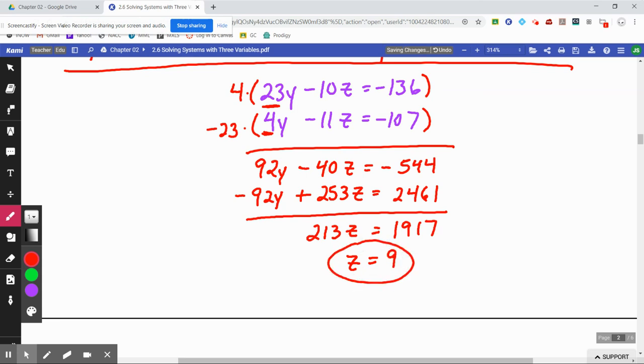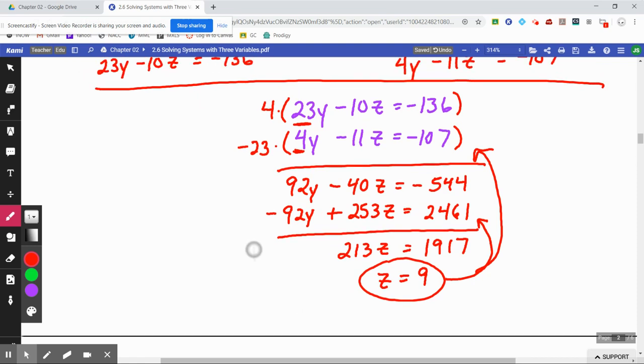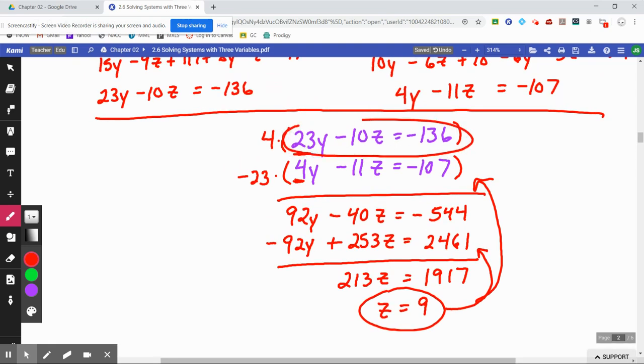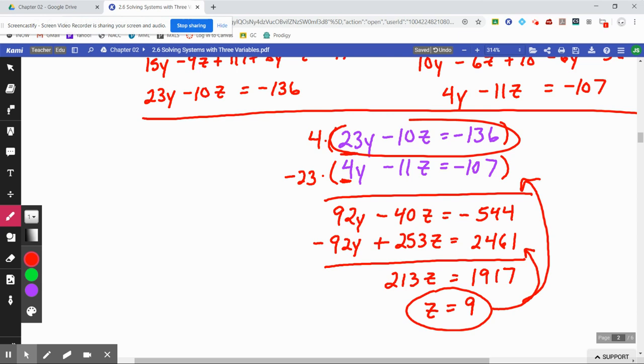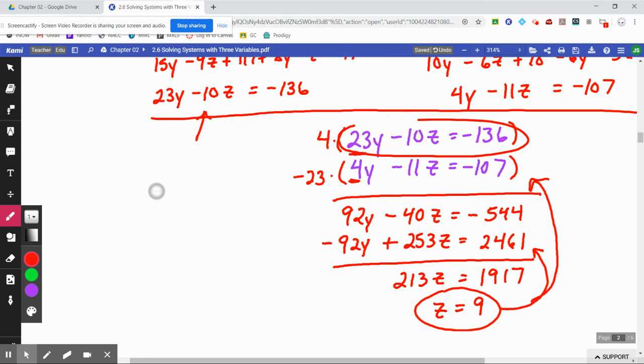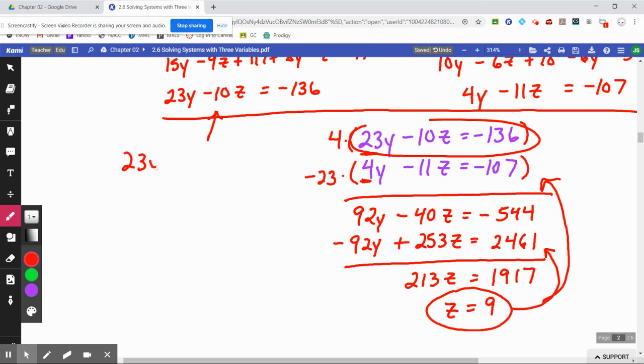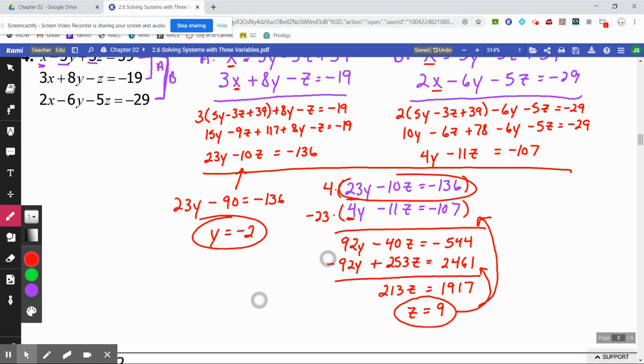Now that you find z, you can go back and plug it in here into equation A or equation B. It does not matter. We'll choose, let's see, we'll do the 23y one. And I'll just plug it in right here. It's the same equation. Since z is 9, we now have 23y minus 10 times 9 is 90 equals negative 136. Move the 90 over and divide by 23, and you'll find out that y has a value of negative 2.